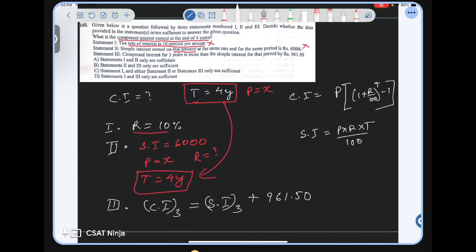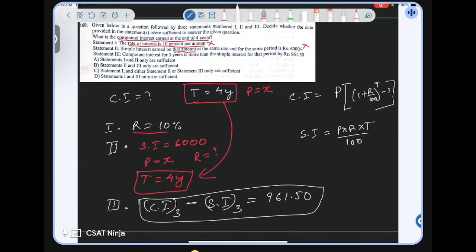So if you look here carefully, one thing we can understand is we have statement number 3 here. Compound interest for 3 years is more than the simple interest for that period by this one. So you can also write like this: compound interest minus simple interest for 3 years is nothing but this one. This is what we have.